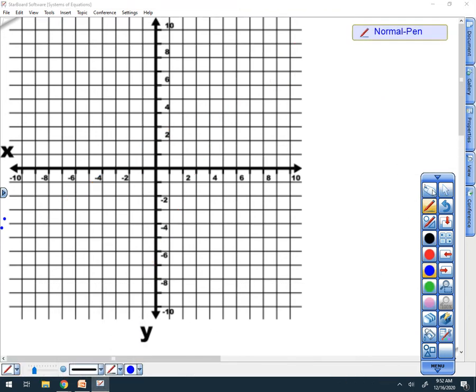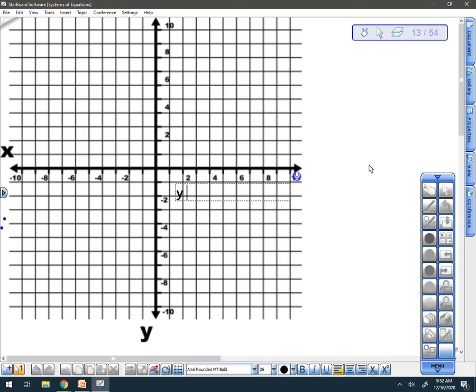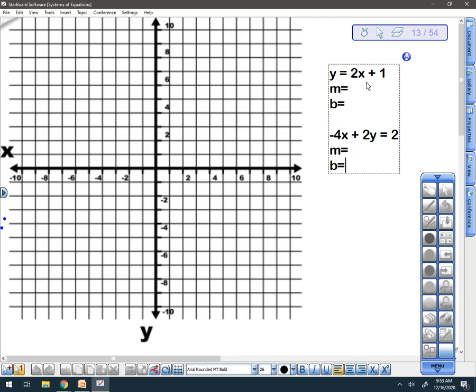All right, so let's say I've got, type this in, y equals 2x plus 1, and let's do negative 4x plus 2y equals 2. So there's our 2 equations. M equals, b equals, because we want to figure out what the slope is and what the y-intercept is to graph it.